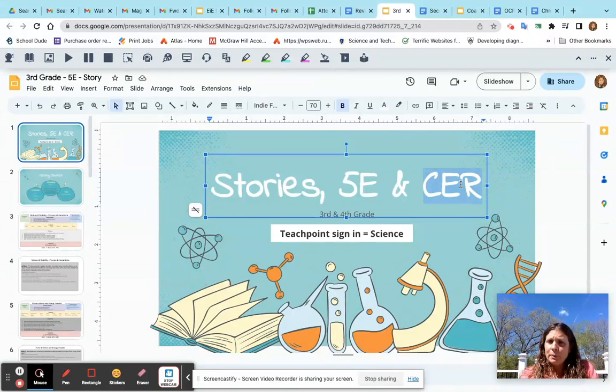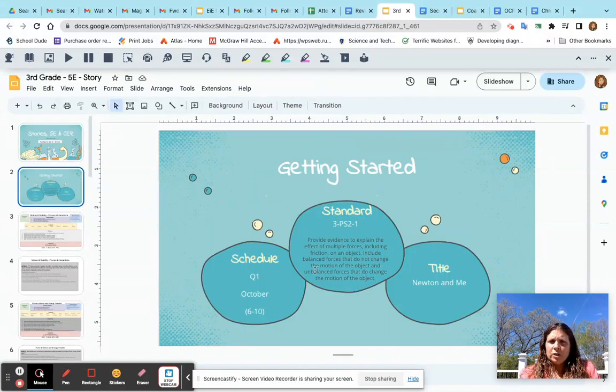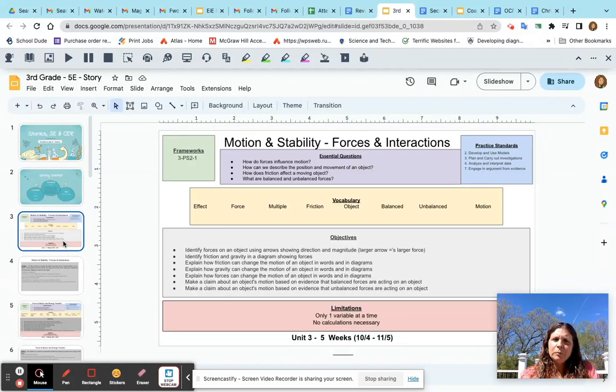And again, research-based, it's all about scientific writing, which is where these came from. So I'll walk you through. We always start with a standard, letting the teachers know what quarter we're in, and then the title of the text we're going to be using. And then I go ahead and I share these documents with them.